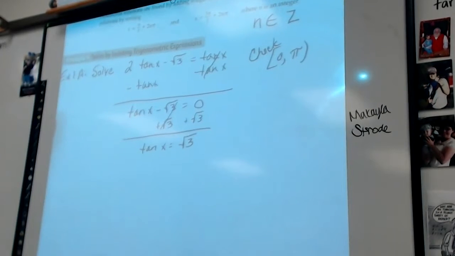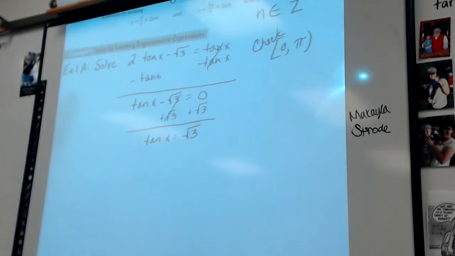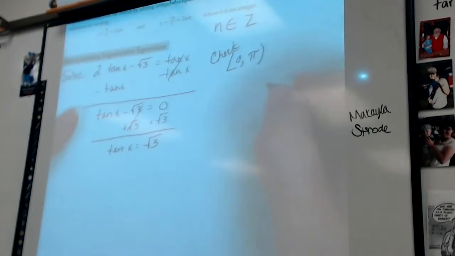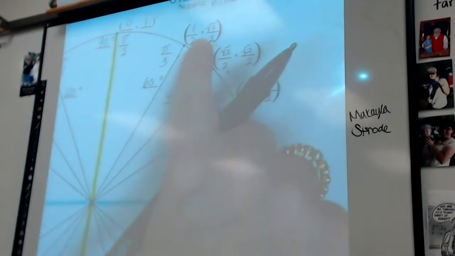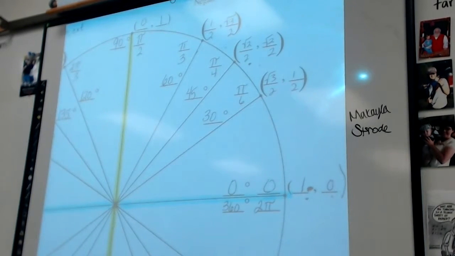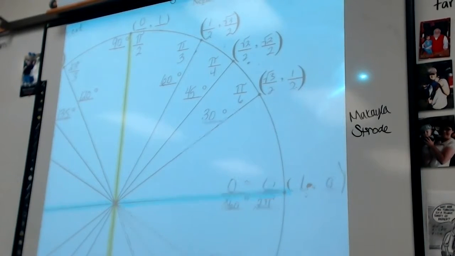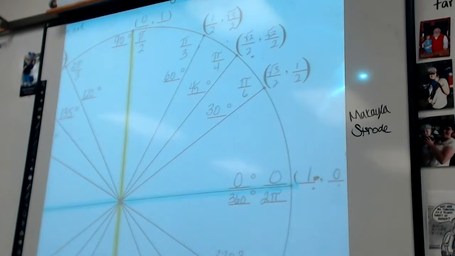So what you want to do now is use your unit circle to find out when tangent is equal to the square root of 3. Now, tangent is sine over cosine. Sine is your y, cosine is your x. So look at your points right here and figure out when you would do y over x, you would get square root of 3.